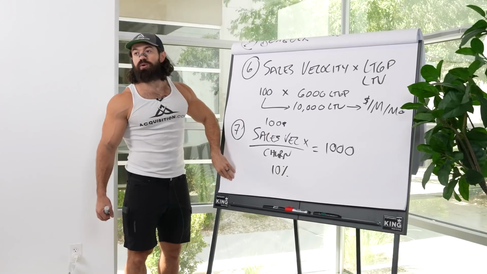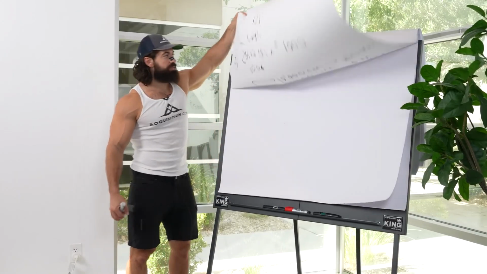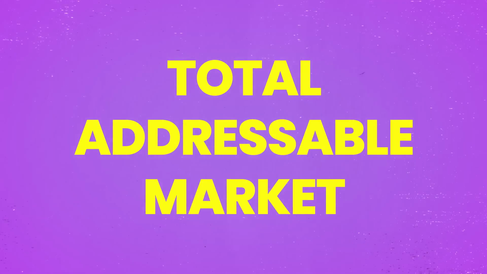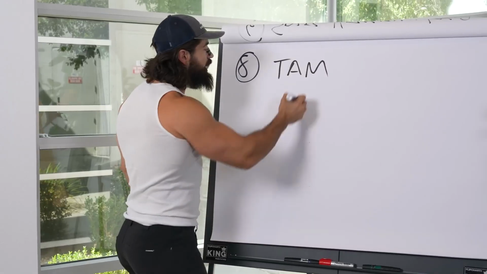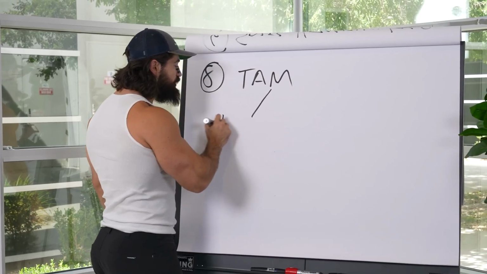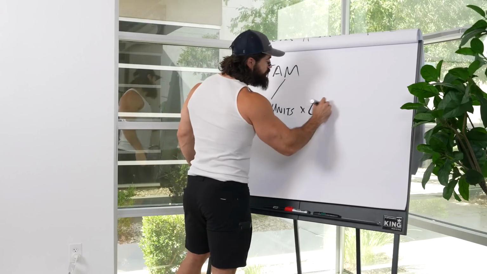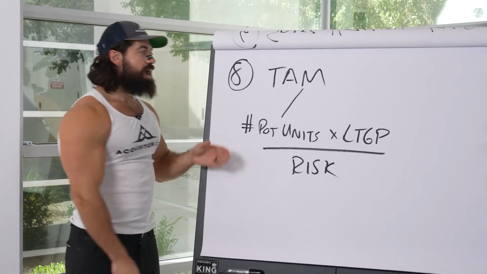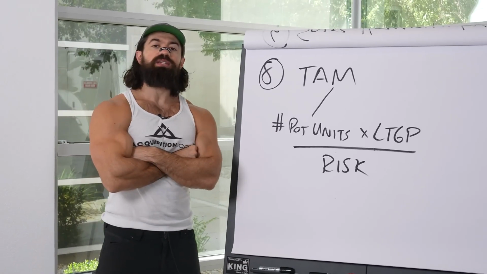That's 6 and 7, and now we'll go to bonus number 8, the secret bonus, which wraps all of this stuff together. This equation is really in relation to how big the opportunity is. So TAM is just a fancy word for total addressable market, which is how many people I could potentially sell to. And so when I'm analyzing an opportunity, it's number of potential units times lifetime gross profit divided by risk. And so this ultimately gets at how big of a company I think this could ultimately be.